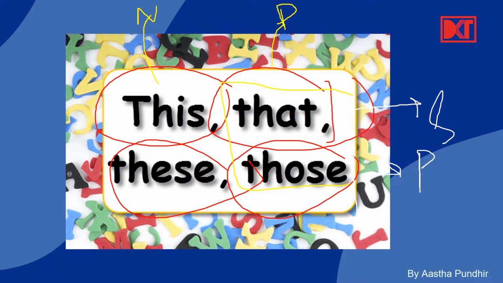Alright, so demonstrative pronouns are very easy. There are only 4 demonstrative pronouns. This, that, these, those, when you're pointing towards something. So very easy. Let's move on.